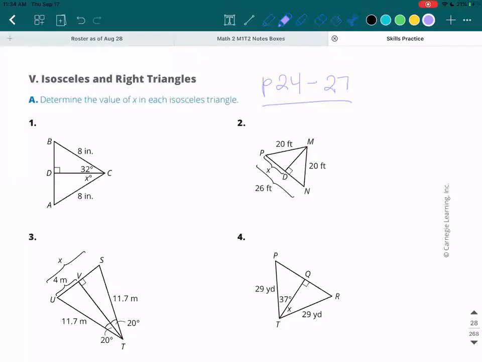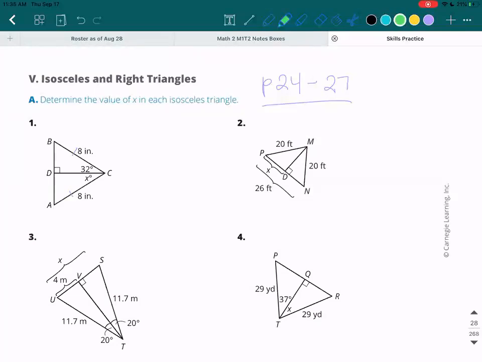All right, so we're starting on the isosceles and right triangles by determining the value of x in each isosceles triangle. So let's start with number 1. They give us this isosceles triangle over here, and it looks like these are the congruent sides because it says 8-inch and 8-inch, so they must be congruent. And then they also have the altitude drawn right in between it.